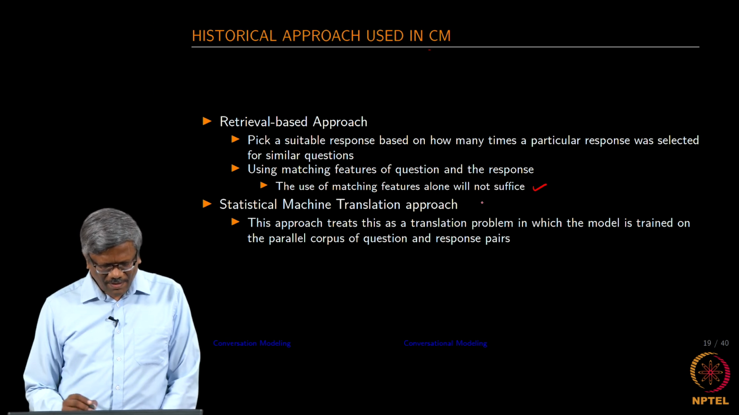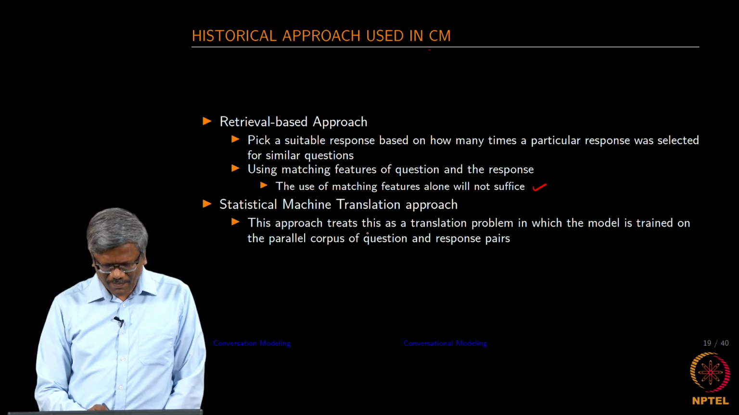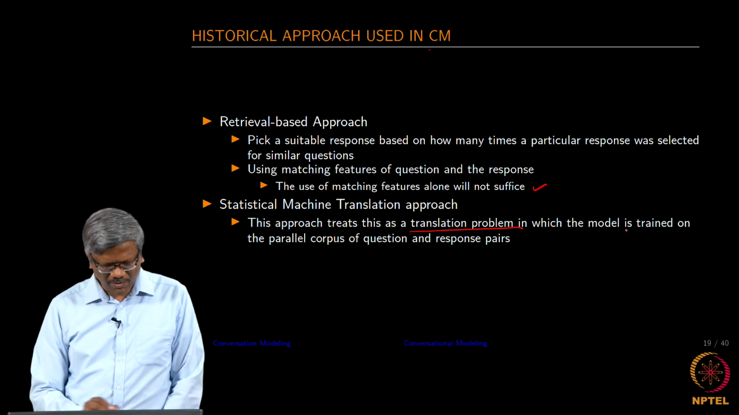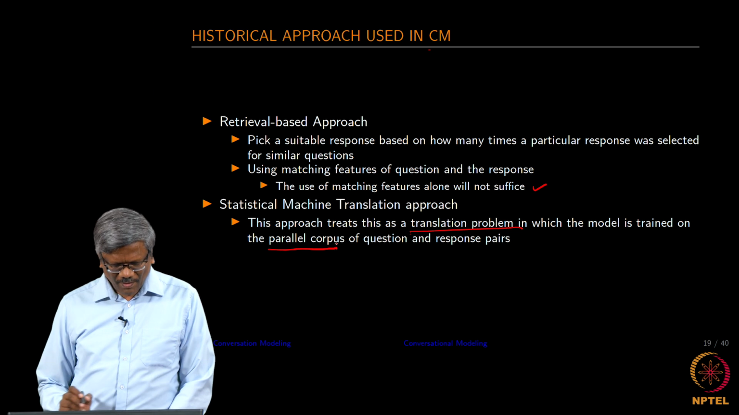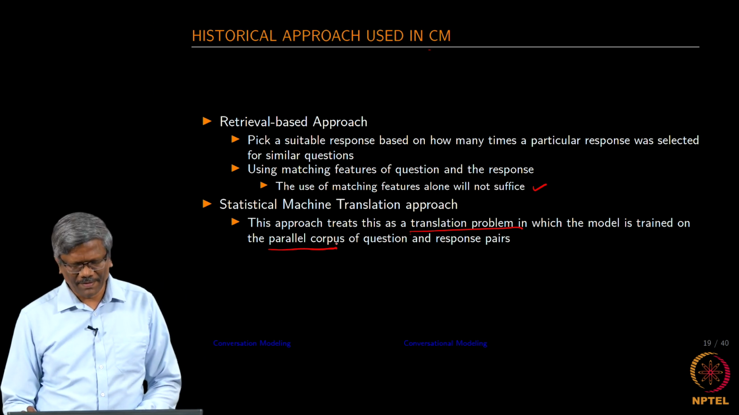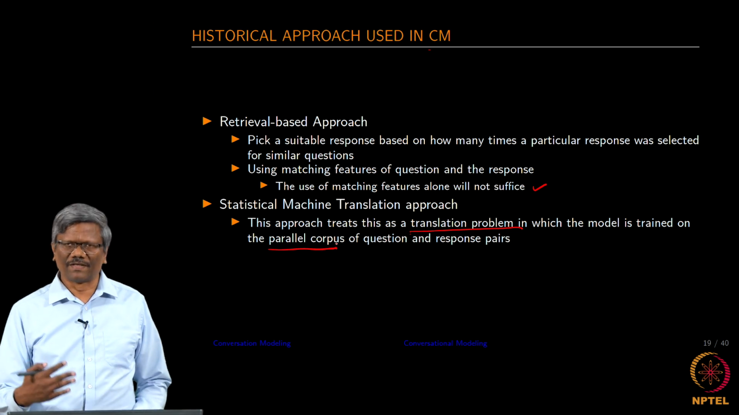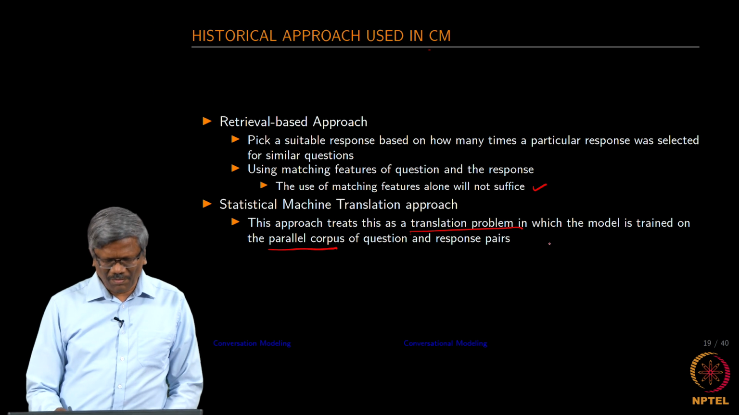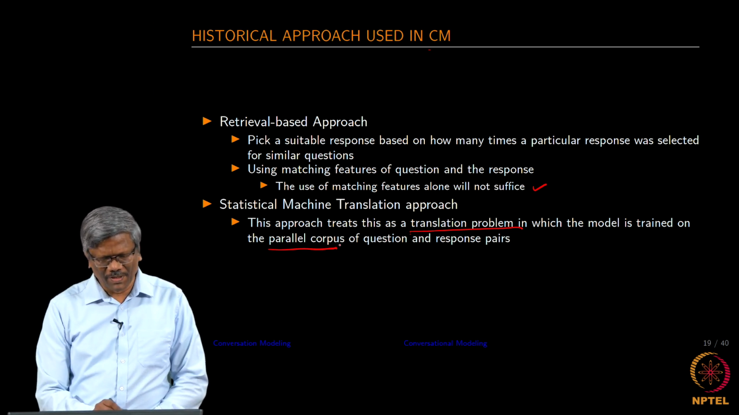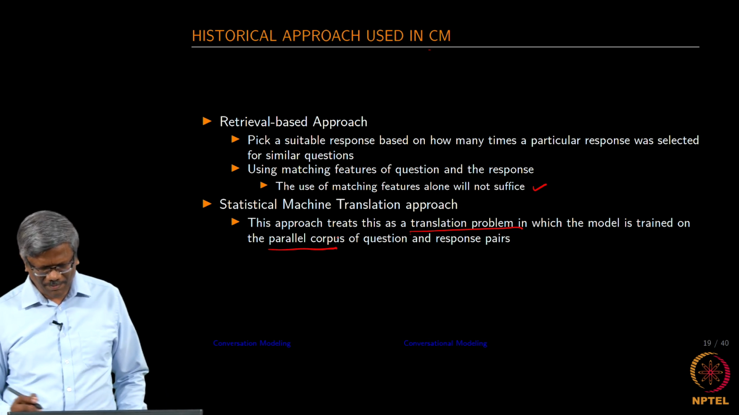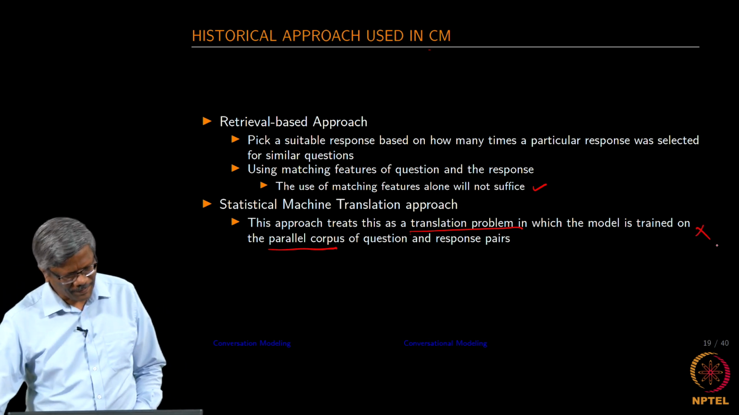In the statistical model, it treats this as a translation problem in which the model is trained on the parallel corpus of question and response pairs. It is very similar to what we saw in the translation model, and then some models are built using the machine translation approach for conversation modeling. I will not be discussing this part.